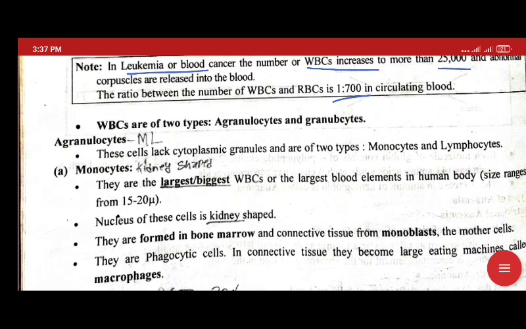Here the ratio is also given. Now we have two types of WBC, white blood corpuscles. The first type is agranulated, and the other type is granulated. Granulated means it has some granules in that cell. Granules are some type of protein.